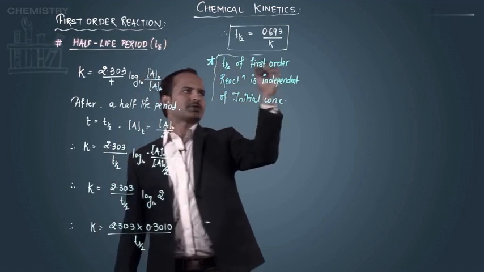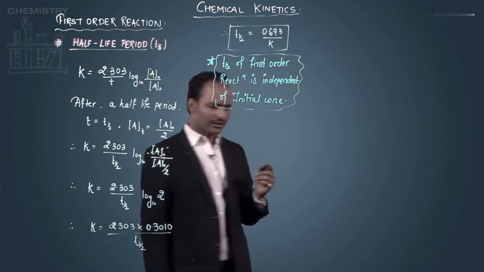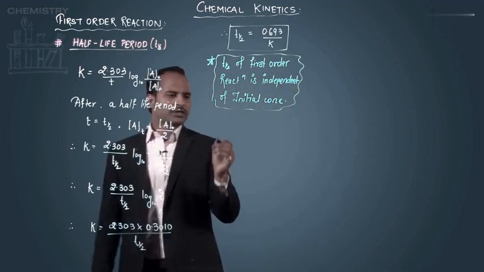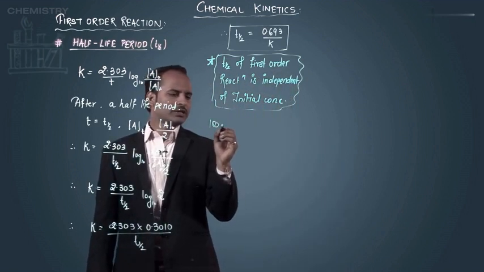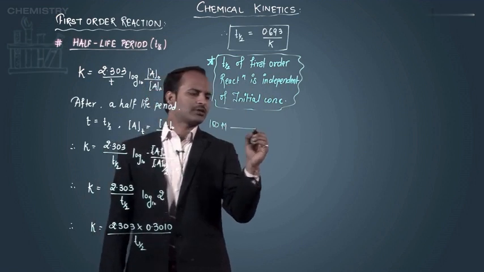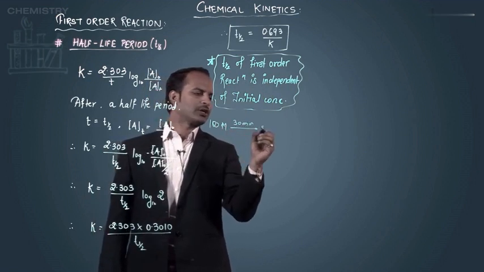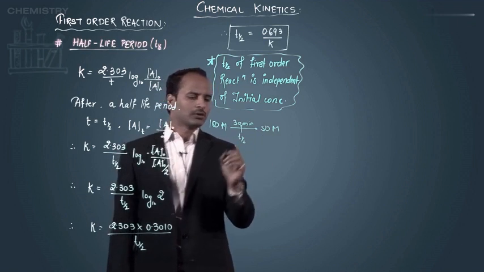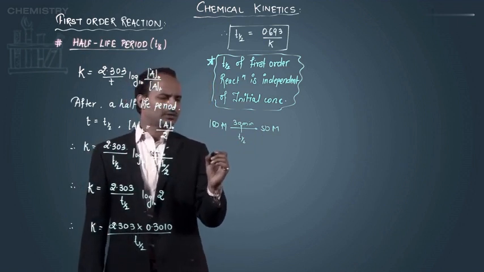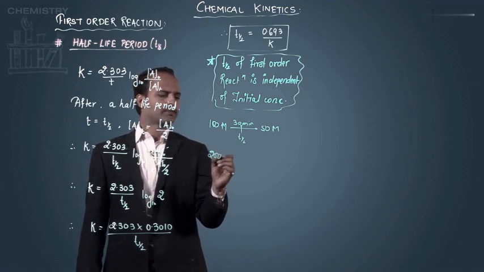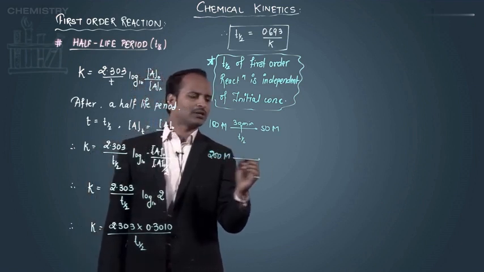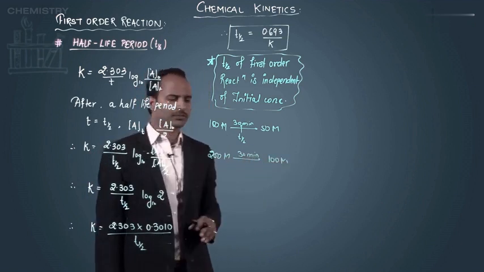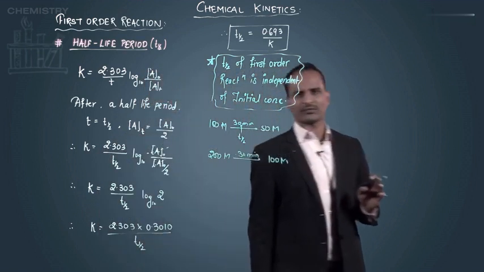So this is again a very important statement: whether you take a small amount of reactant or a large amount of reactant, the half-life period is going to be the same. For example, if I am starting with 100 molar concentration, suppose after 30 minutes it reduces to 50 molar, then this 30 minutes is the half-life period. If instead I start with 200 molar, the initial amount has increased, but the half-life period is still the same: 200 molar will get converted into 100 molar only after 30 minutes. So half-life period does not depend upon the initial concentration.